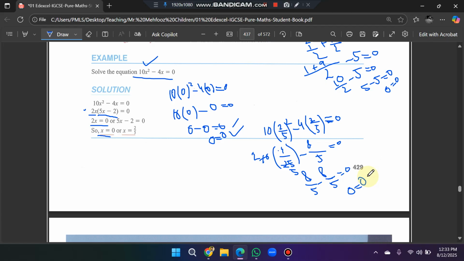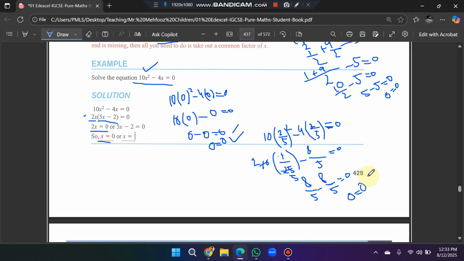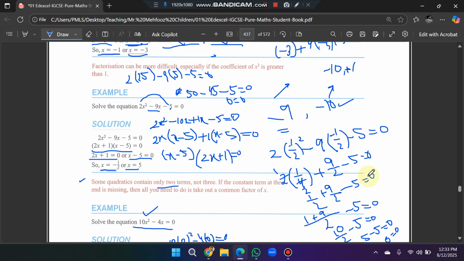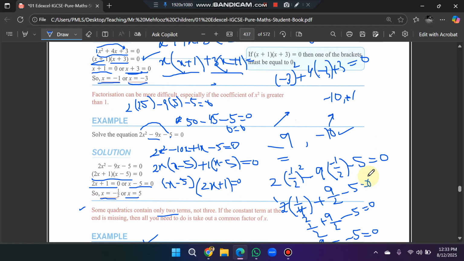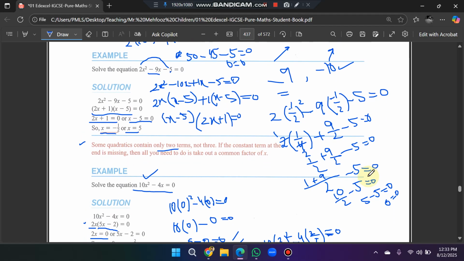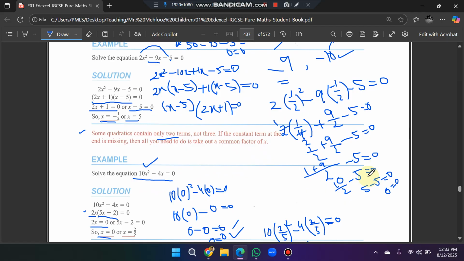Understand this example or not? Yes. Do you have any problem in these two examples? No. Okay.